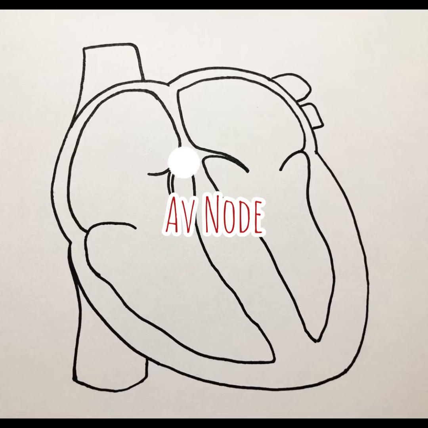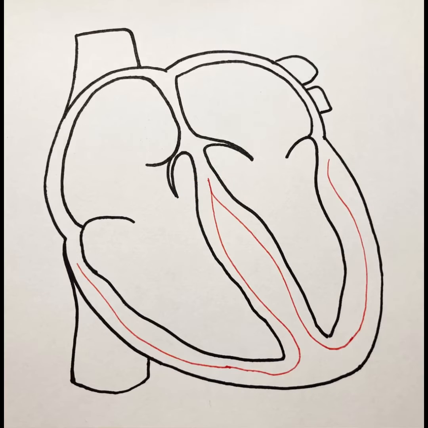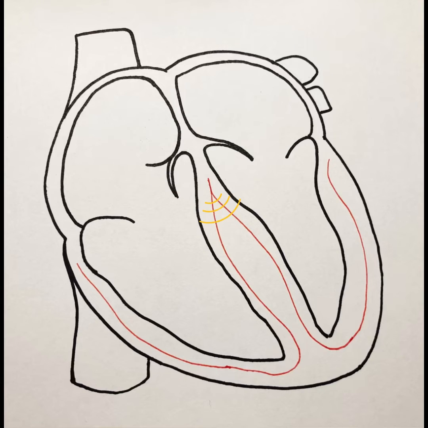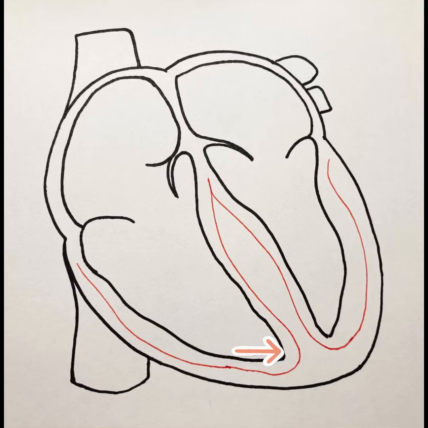It acts as a gateway and sends a second signal to the ventricles after a short pause. This signal then leaves the AV node and travels down the AV bundle, which begins the descension down the interventricular septum, where it then branches into left and right bundle branches that continue to the apex.